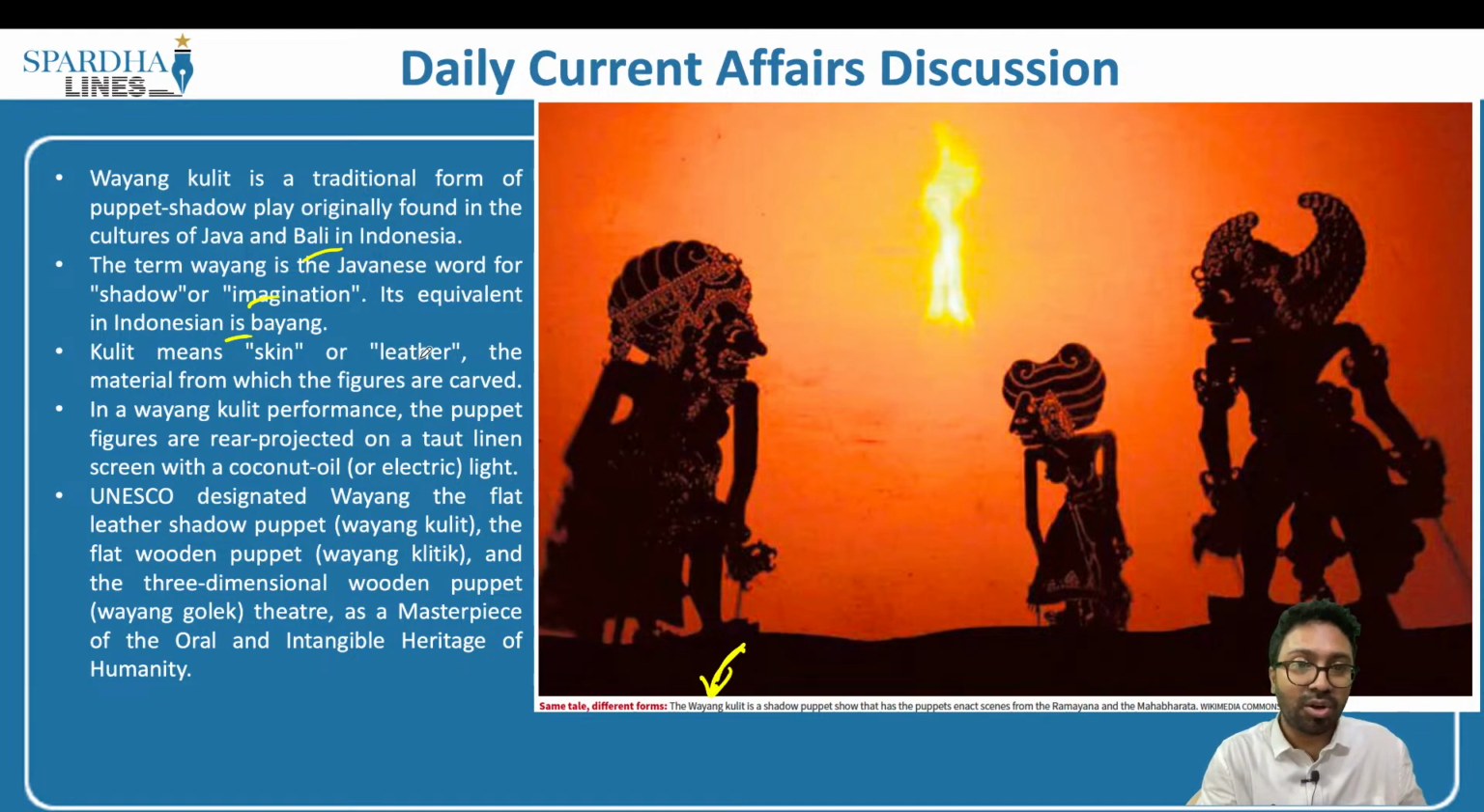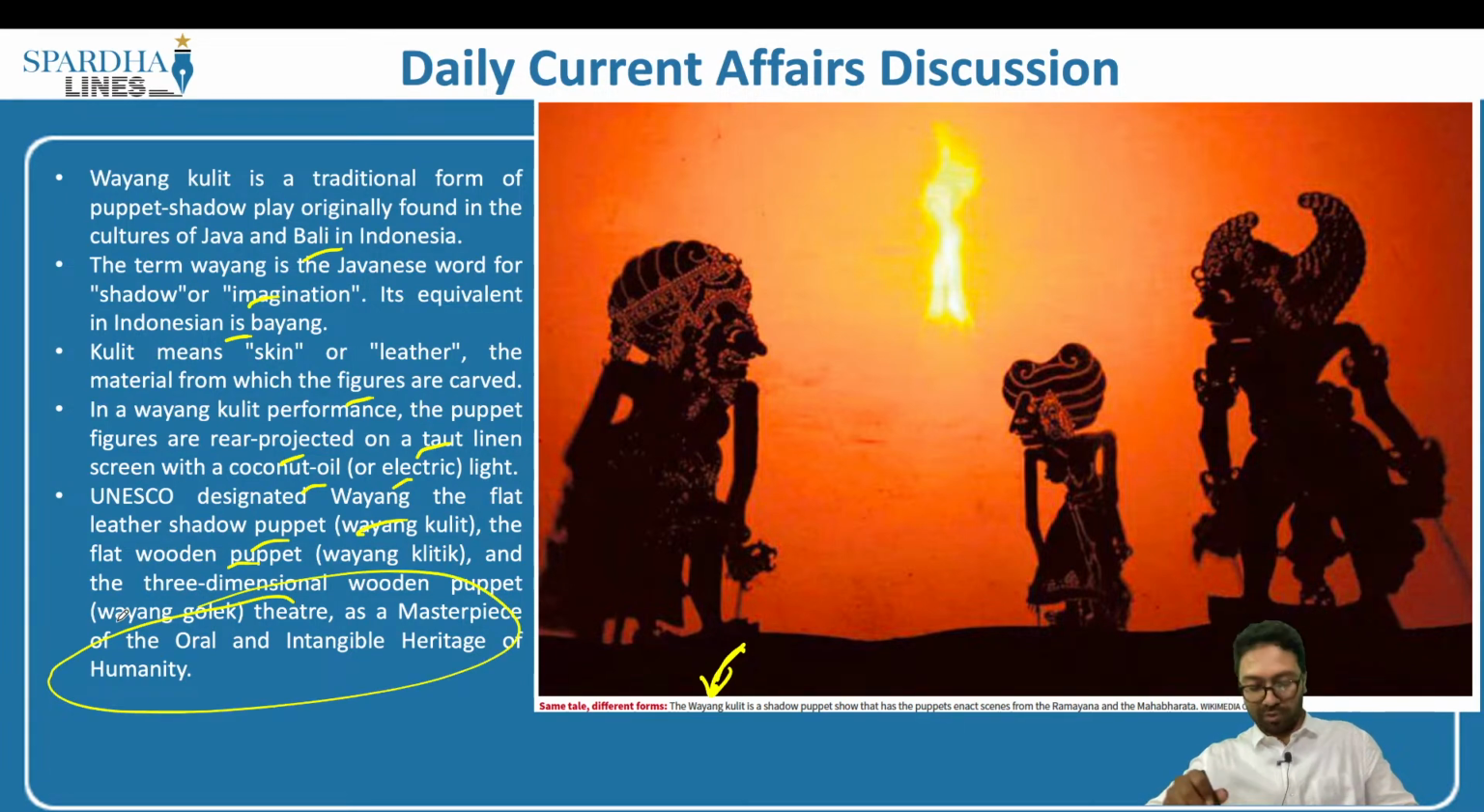Kulit means skin or leather, the material from which the figures are carved. In a Wayang Kulit performance, the puppet figures are projected on a taut linen screen with a coconut oil or electric light. UNESCO has designated Wayang, the flat leather shadow puppet, the flat wooden puppet, and the three-dimensional wooden puppet theatre, as a masterpiece of the oral and intangible heritage of humanity.